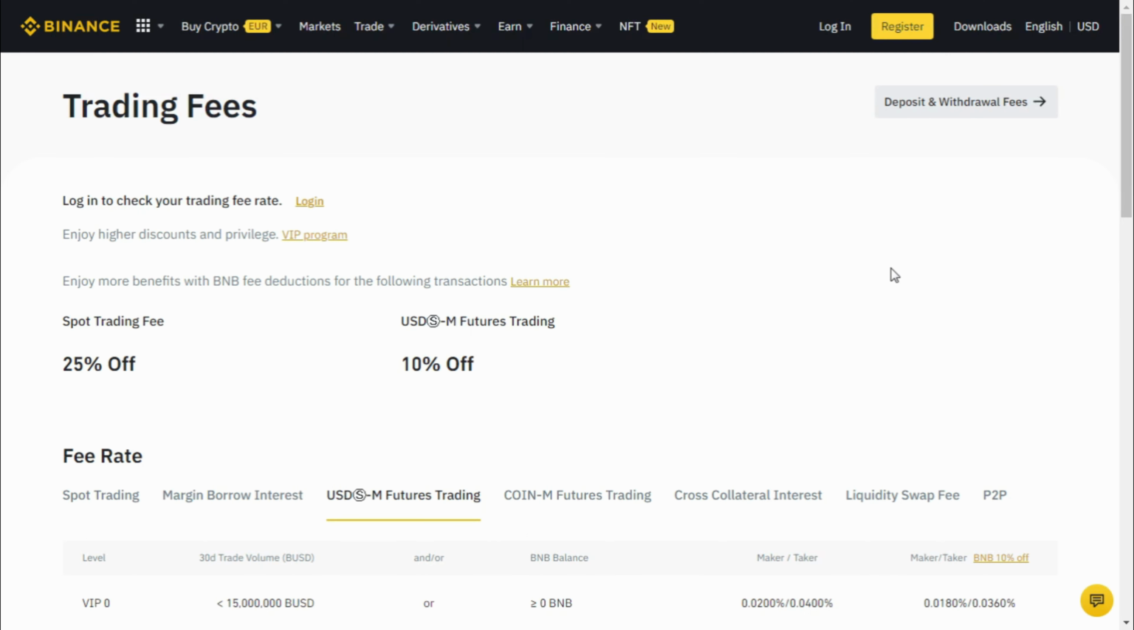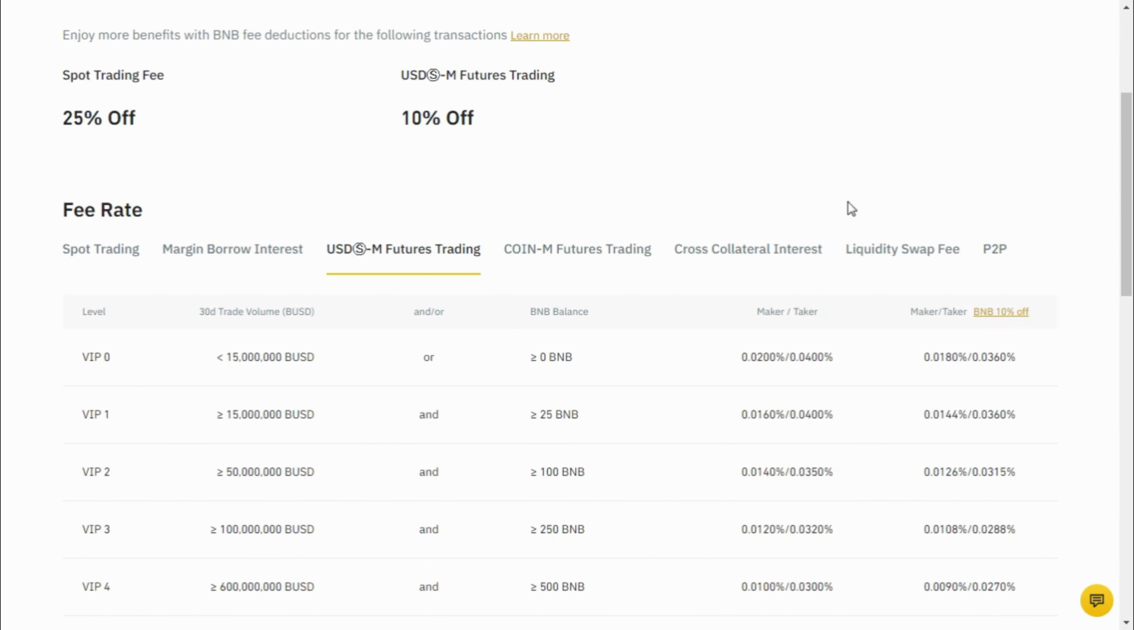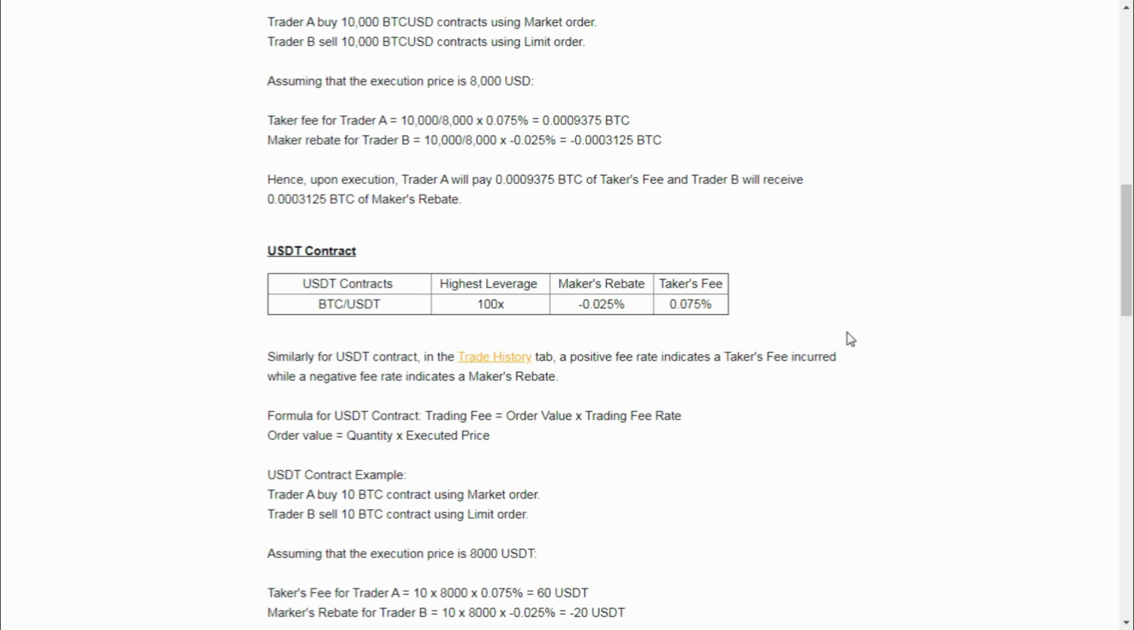If we go to the next page, this is Binance, to compare the same USD futures. This is the maker taker fee. In the Binance situation, you're charged either way, whether you're a maker or a taker. You're going to pay a fee, while Bybit will actually pay you if you're a maker.